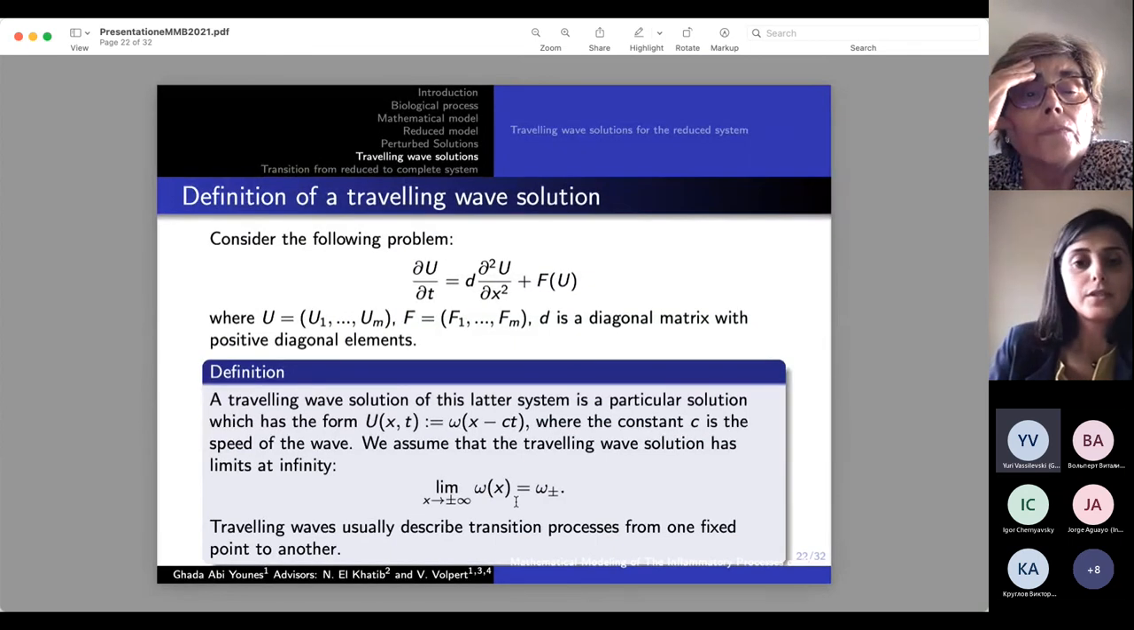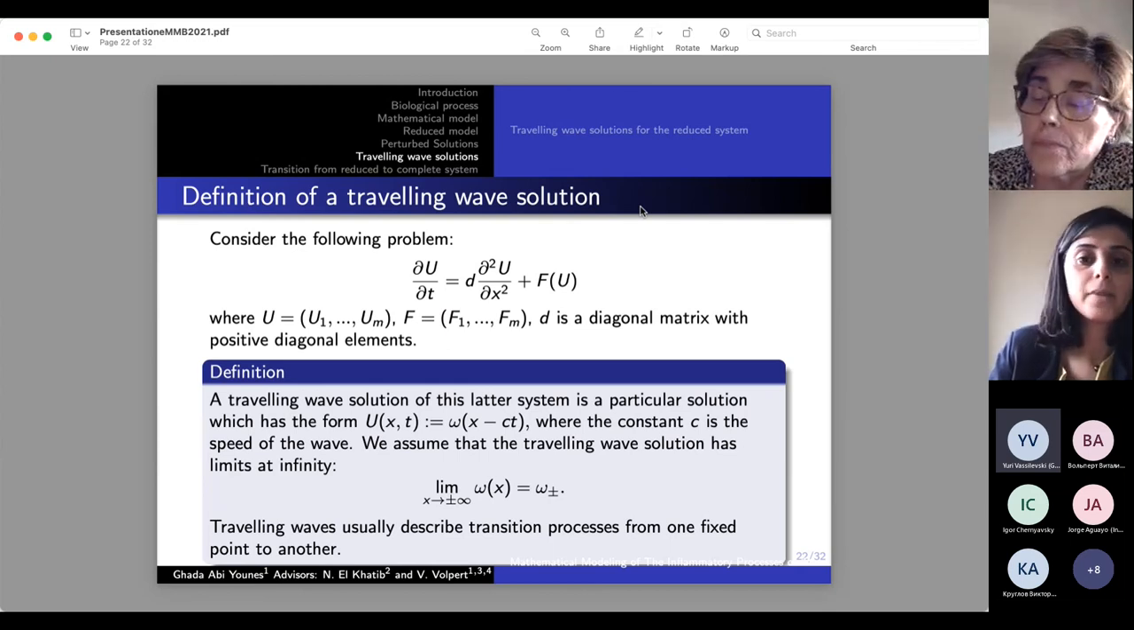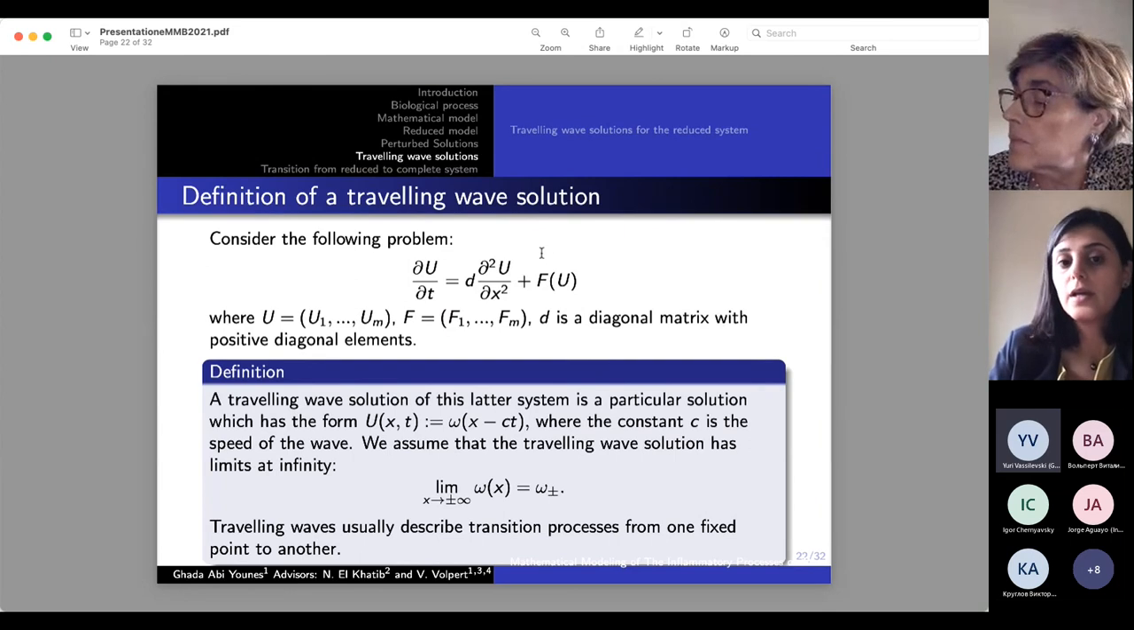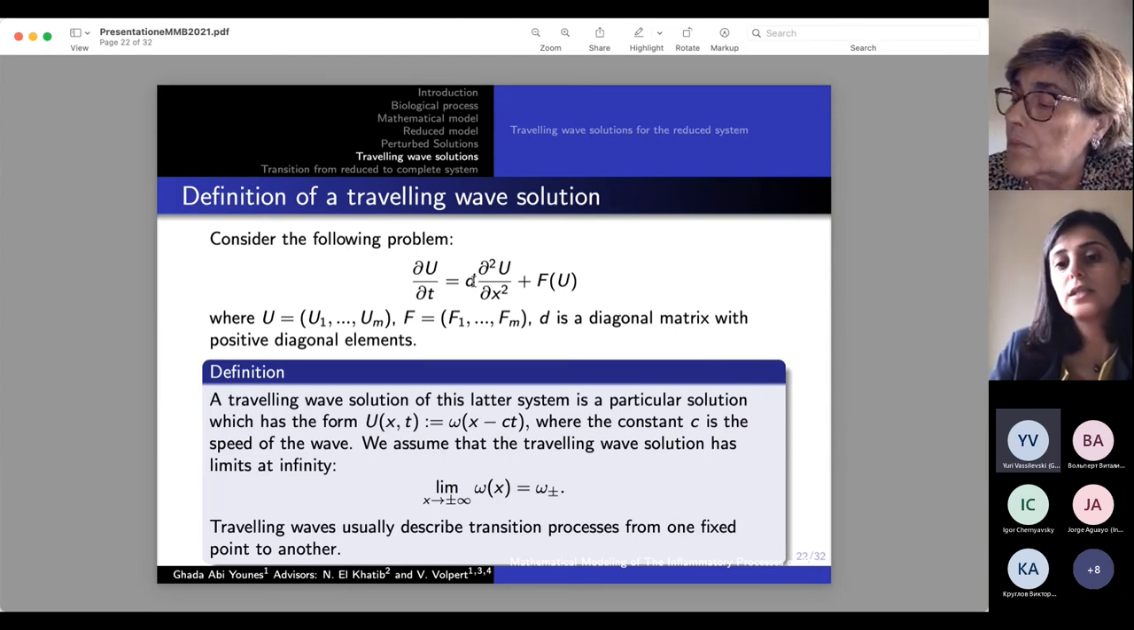Now let us move to the traveling wave solution section. One of our objectives was to prove that the inflammation propagates as a wave. And this is why we are interested to find a solution of a traveling wave type for our reduced system. What is a traveling wave solution? Let us consider the following problem: ∂u/∂t = D ∂²u/∂x² + f(u). D is a diagonal matrix with positive diagonal elements.